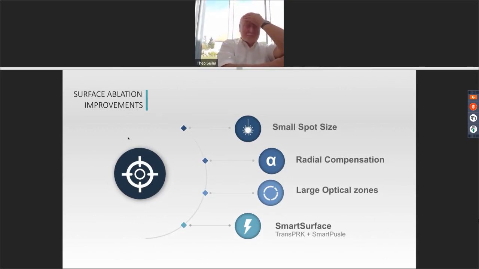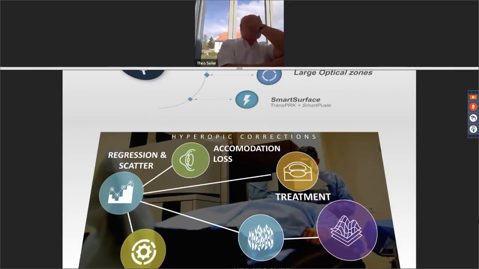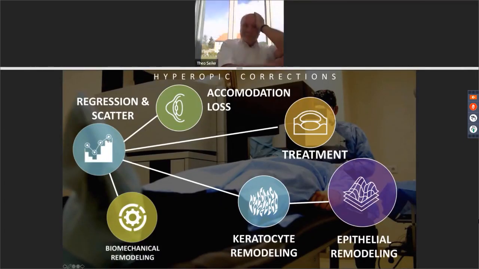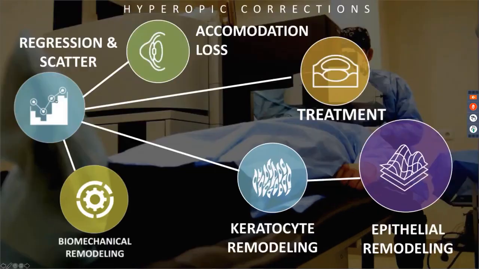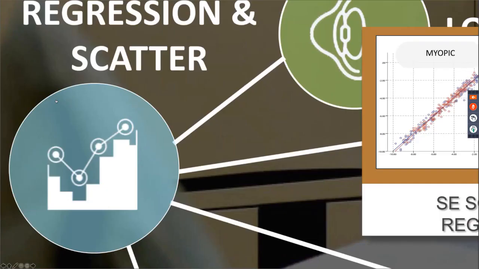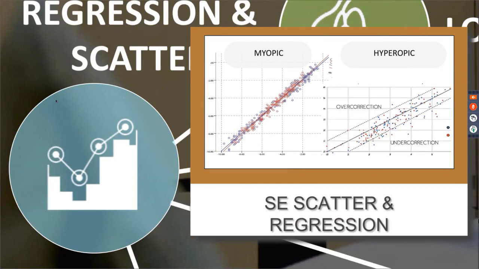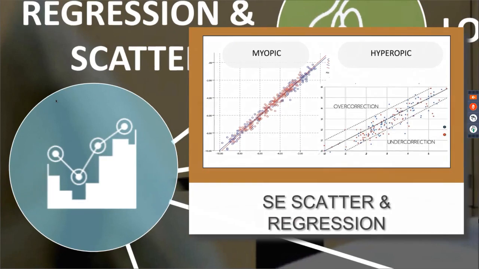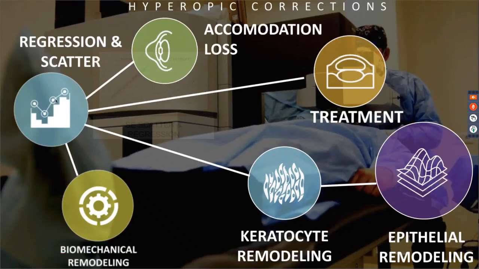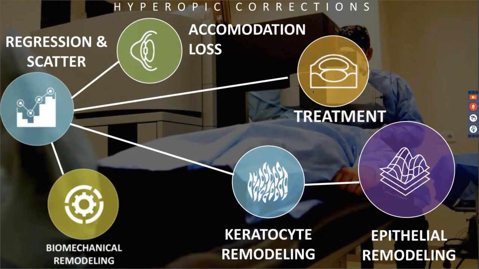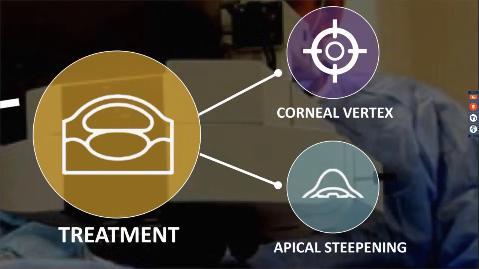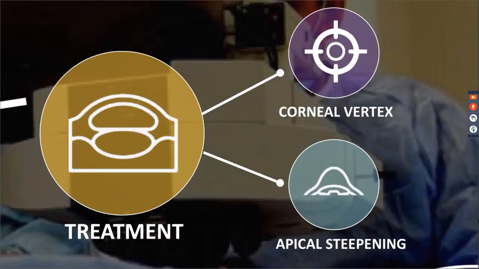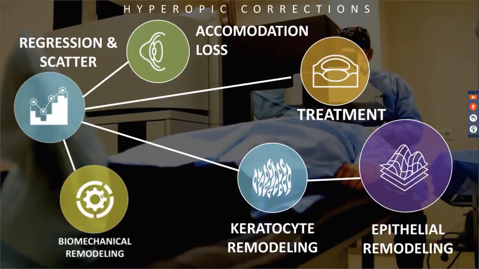Now, how about hyperopic correction as a whole? Well, first, the problems we suffer from in hyperopic correction are loss of accommodation by mechanical remodeling, keratocyte remodeling, epithelial remodeling, and treatment per se. Definitely we know that for hyperopic corrections, we have a lot of scatter in our results, whether it's spherical equivalent or astigmatism. As well, we need to know where to treat. We need to treat the corneal vertex, typically with high angle alpha in these patients, and we need to avoid oversteepening the cornea. Finally, biomechanical remodeling is important, much more important than in myopic treatment.